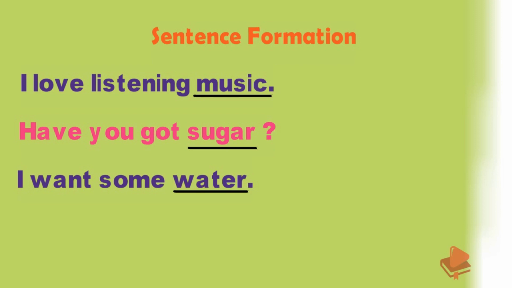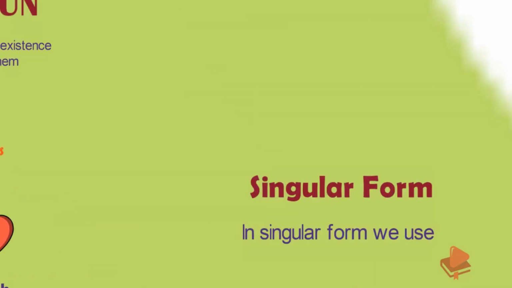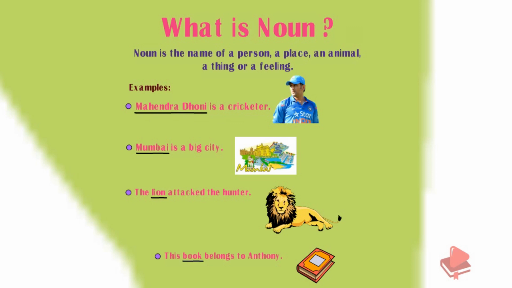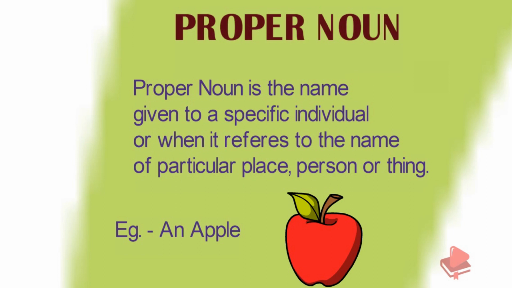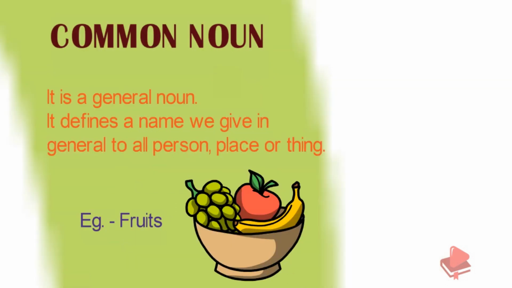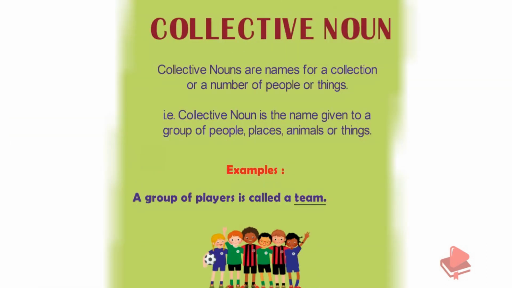So now let's do a quick recap on what we have learned today. What is noun? We have seen that noun is the name of a person, a place, an animal, a thing or a feeling. Under noun we have seen proper noun, and the next we have seen is common noun. Then we have seen collective noun. Collective nouns are the names for a collection or a number of people or things. For example, a group of players is called a team. So that is a collective noun.